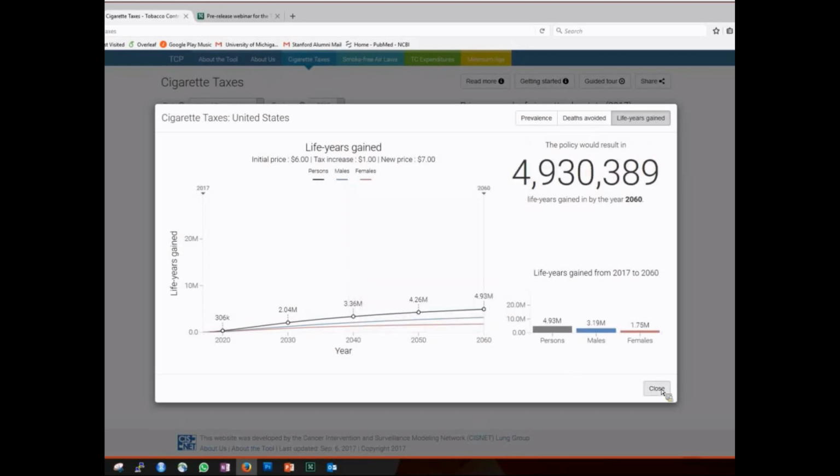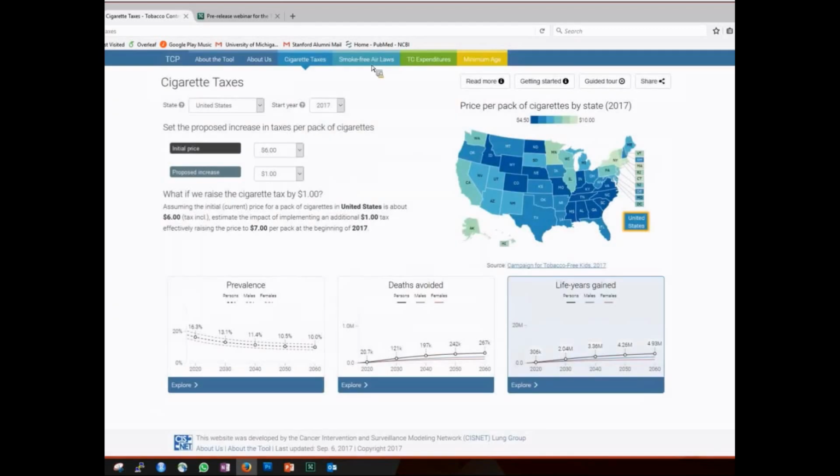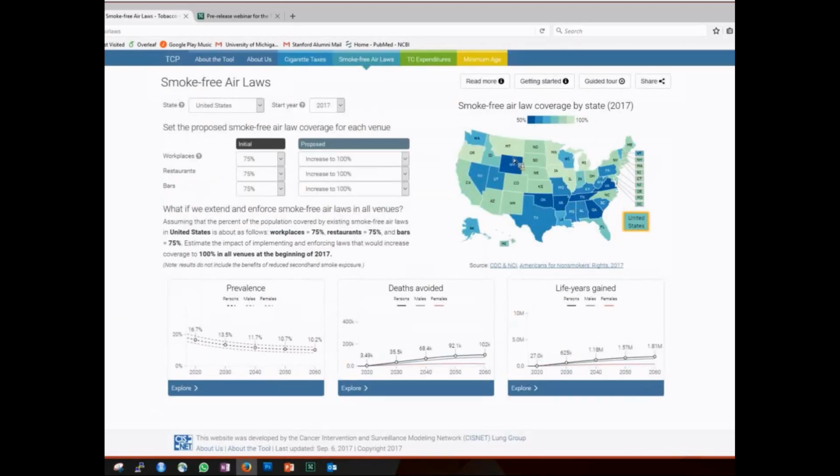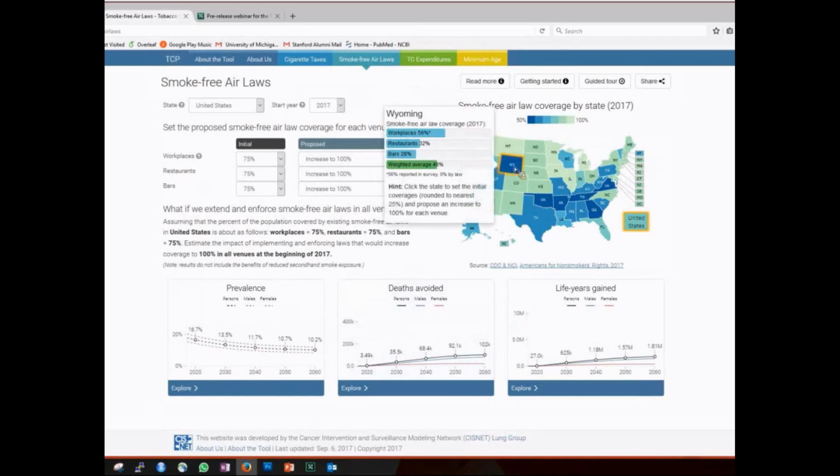So that's cigarette taxes. Let's quickly look at the other policies. Smoke-free air laws here. Now let's just choose a state like Wyoming. In the state of Wyoming, 56% of workers report being in smoke-free workplaces, but there are laws at the local or county level that prohibit smoking in restaurants and bars, but only 28% of the population is covered by those. So let's choose Wyoming for now.